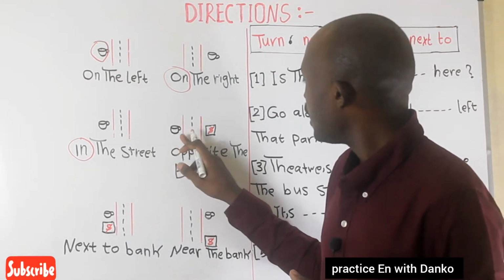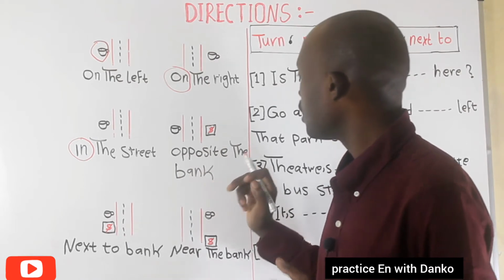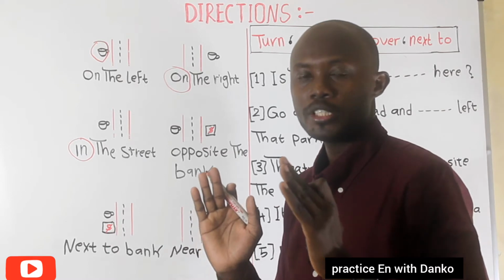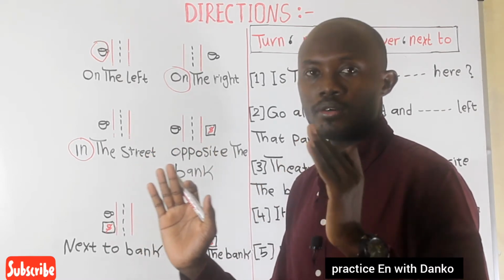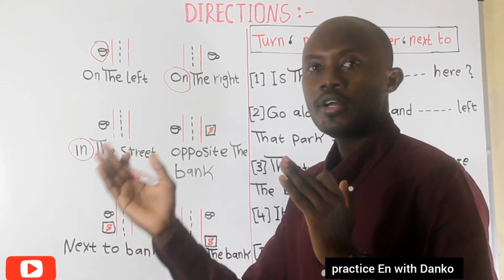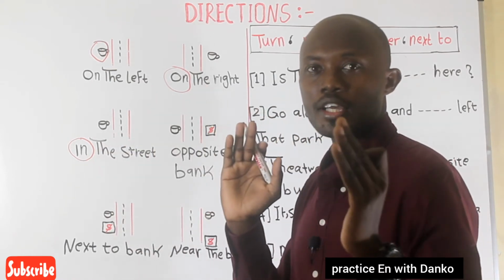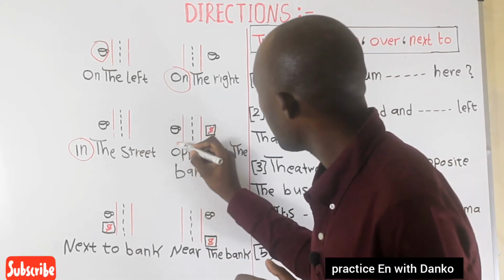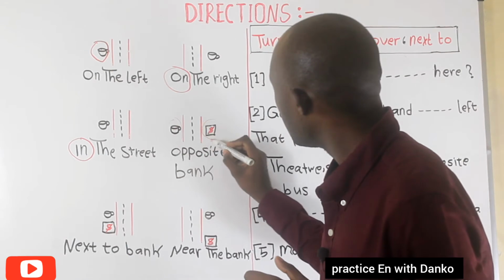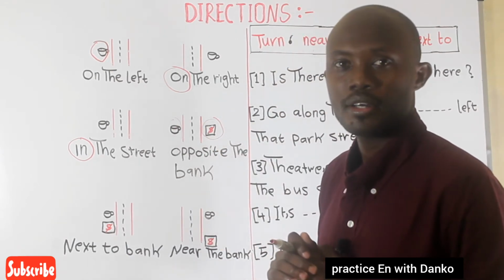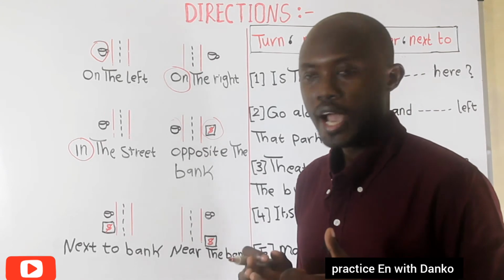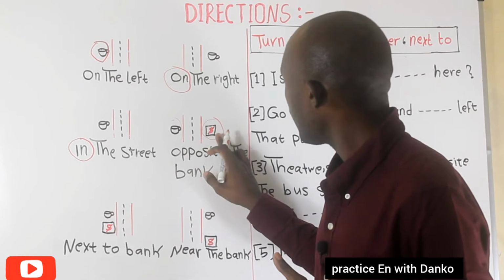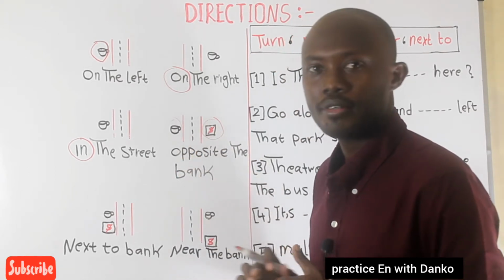The cafe is opposite the bank. If the cafe is opposite the bank, opposite means like left, right, or in front, behind, or like black, white, that is opposite. Here we have a cafe opposite the bank. Where is the cafe? The cafe is opposite the bank. Between the cafe and the bank is the street.